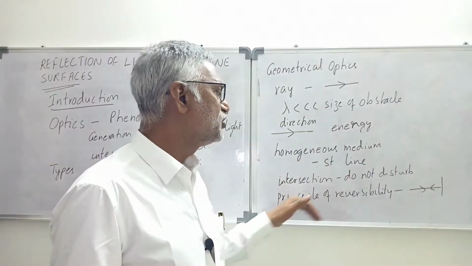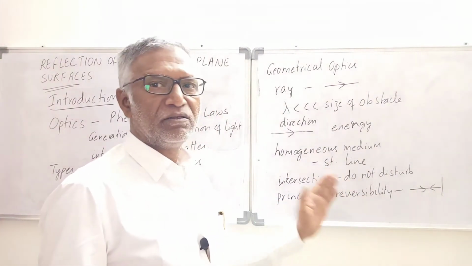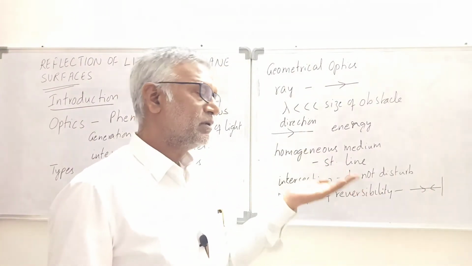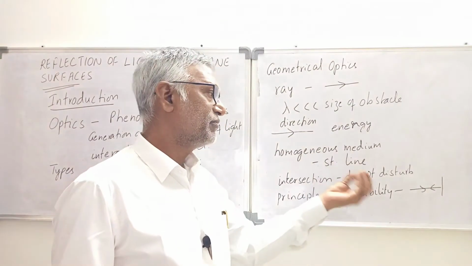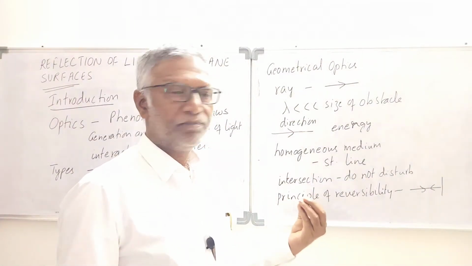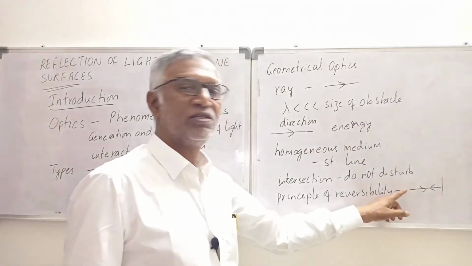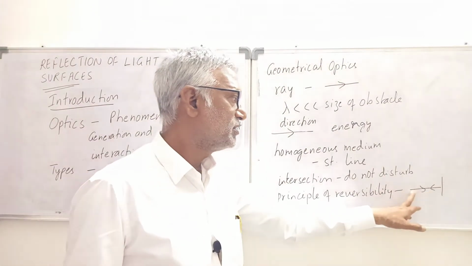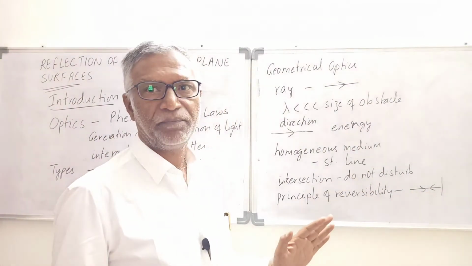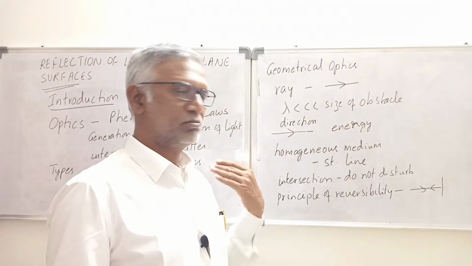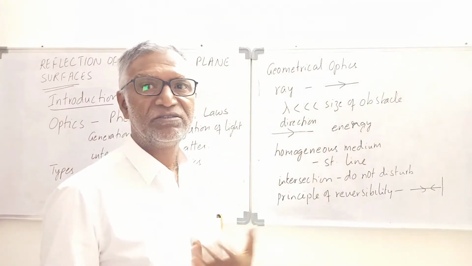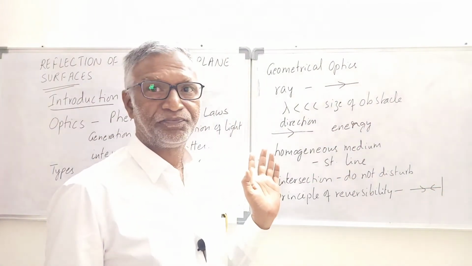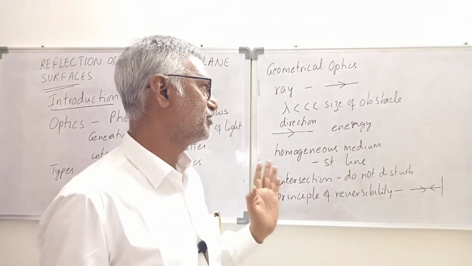Principle of reversibility. When light travels in one direction, and if it unexpectedly reverses its path, then it reverses its path along the same straight line only. If any obstruction is there, it traces back, reversing along the same path. This is known as the principle of reversibility.